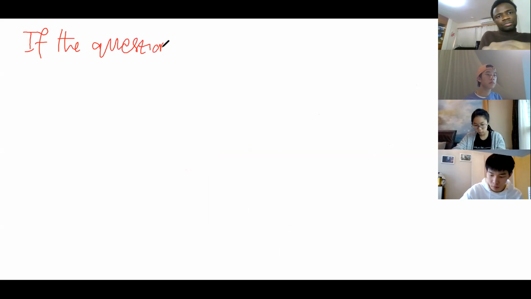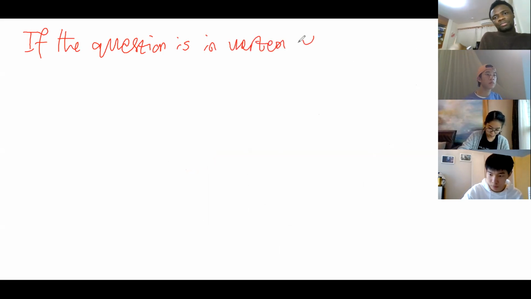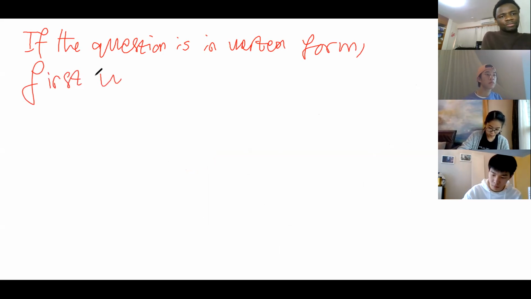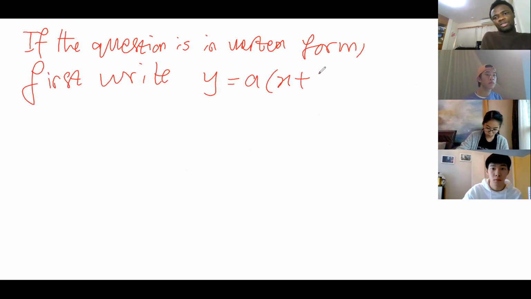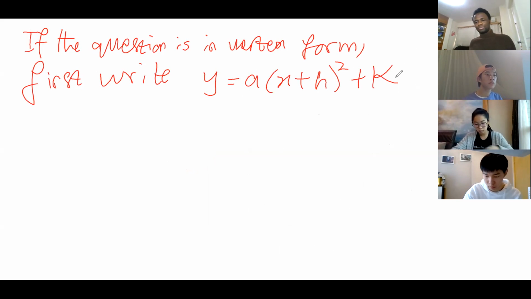If the question is in vertex form, first write y equals a(x plus h) squared plus k. That's the form. We've mentioned this before. Maybe while you're working in your group, I'll write a summary if you need me to.